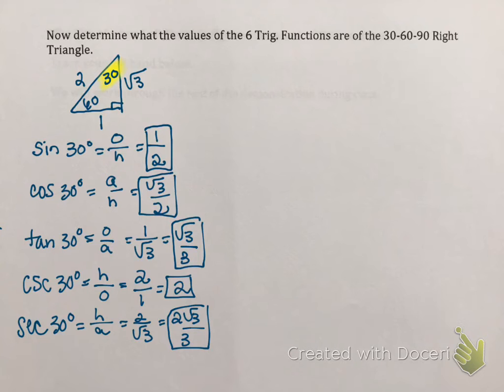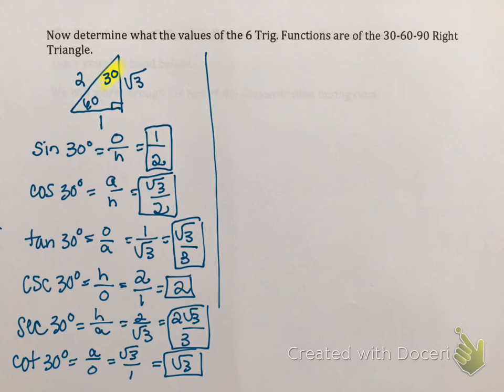And finally, cotangent, which is the reciprocal function of tangent. It's adjacent over opposite. So that's radical 3 over 1, which is radical 3. Okay, now let's go ahead and look at the 60 degree. So I'm focusing on the 60 degree here. And we're going to find all the values.